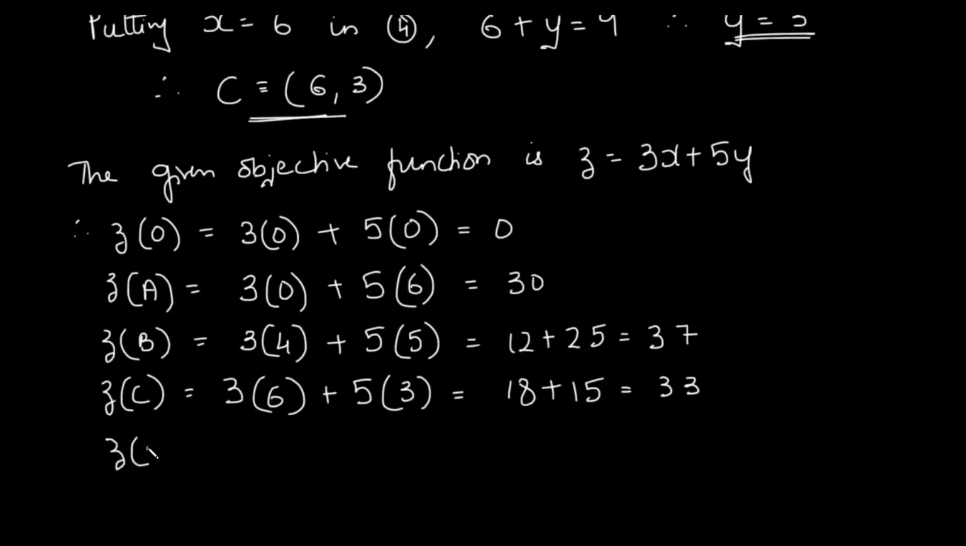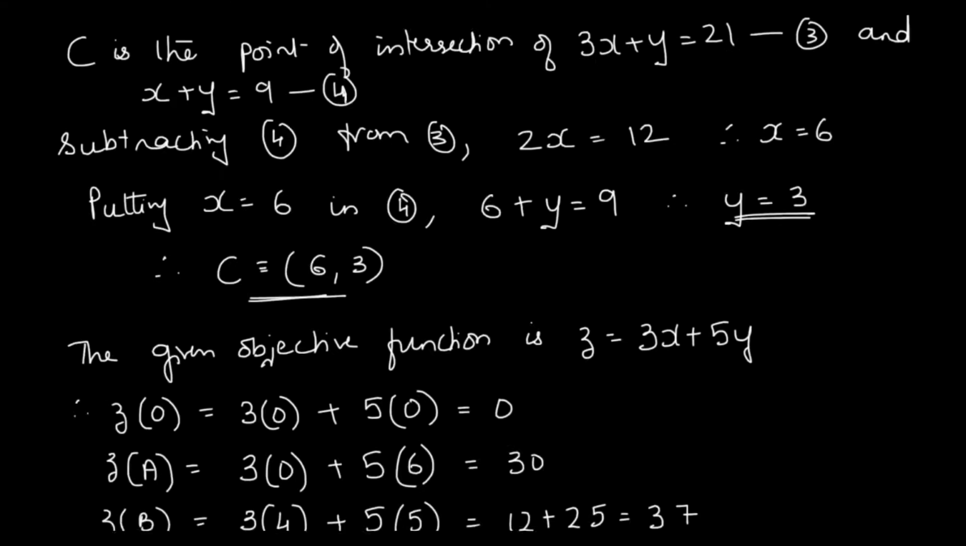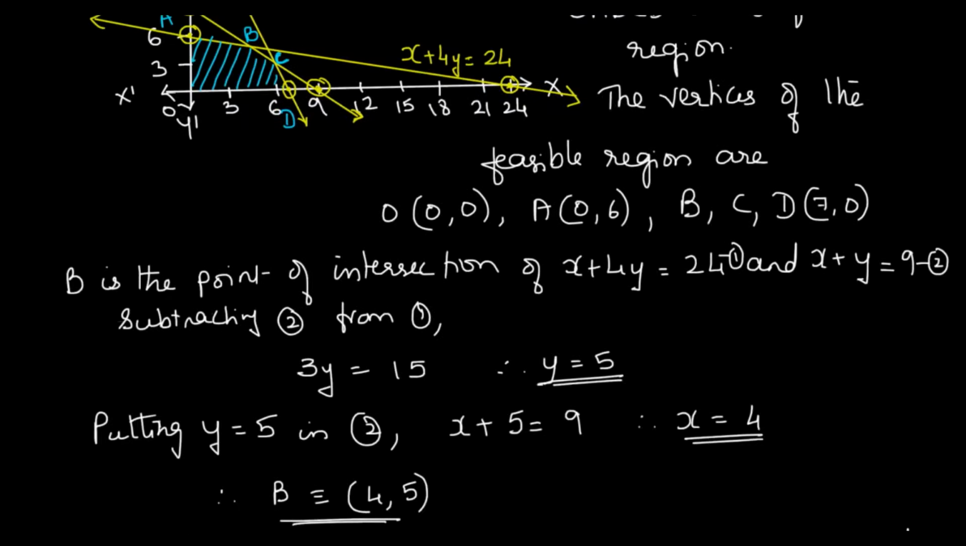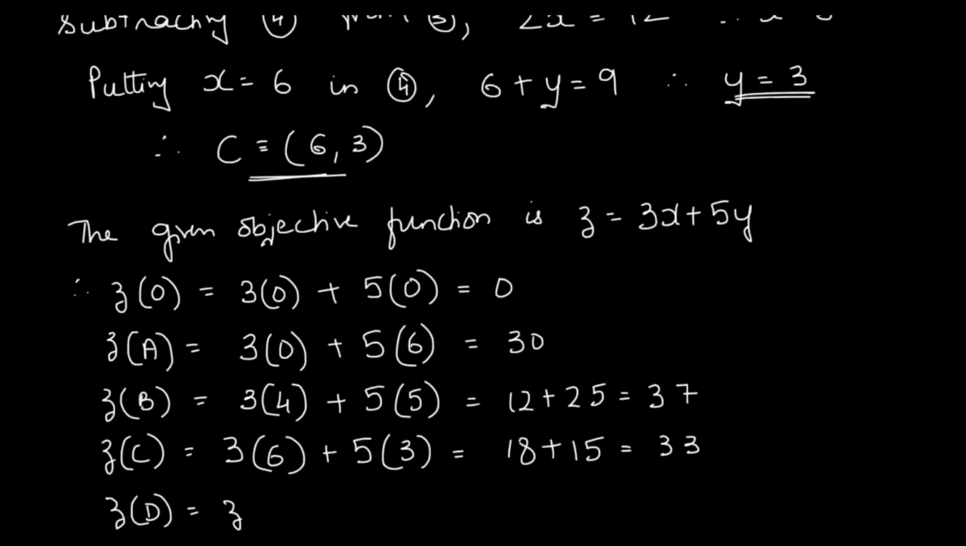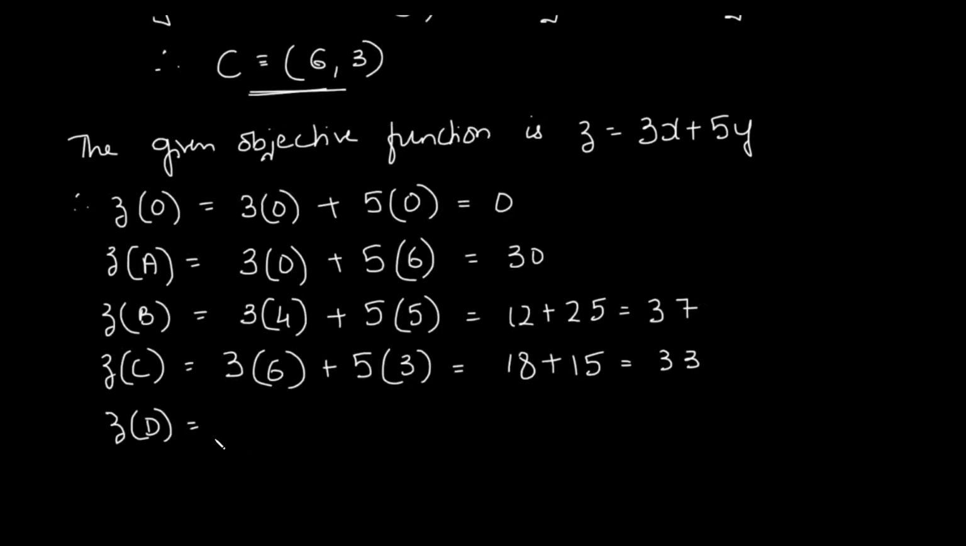Similarly for Z at D, the coordinates of D are actually 7, 0 in this case. We can check it on the graph. So D is 7, 0 from here, and therefore we have 3 into 7 plus 5 into 0, which is 21.